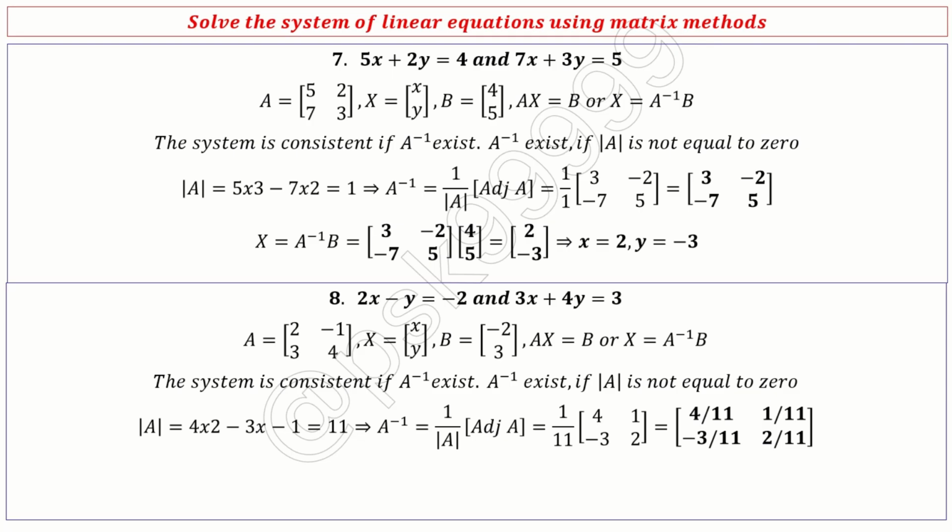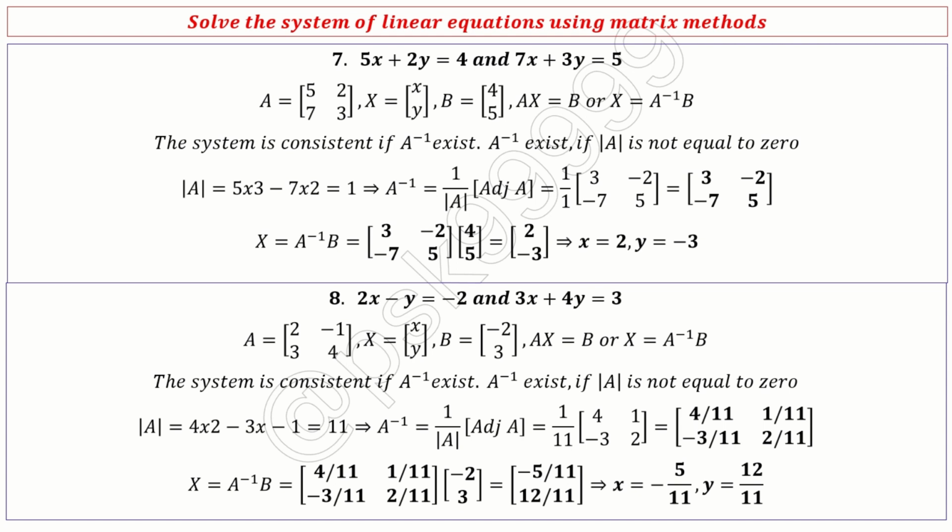Okay, so the determinant of A is 11, so the inverse exists. So A inverse is 4 by 11, 1 by 11, minus 3 by 11, and 2 by 11. So A inverse into B is minus 5 by 11, 12 by 11. So x is minus 5 by 11, y is 12 by 11. Okay, that's the answer. Cross check it.